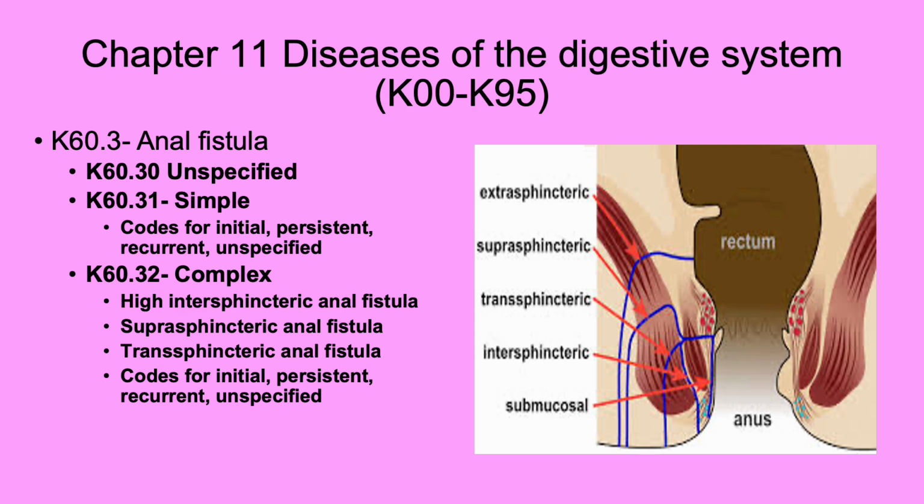Okay, chapter 11, disease of the digestive system. Lots of codes for fistula. So this is anus and rectum. Anal fistula. You have unspecified, simple, and complex. Under simple, these are all new. Unspecified, simple, complex. And under simple, there are codes for initial, persistent, recurrent, and unspecified. Under complex, there's codes for initial, persistent, recurrent, and unspecified. These are inclusion terms.